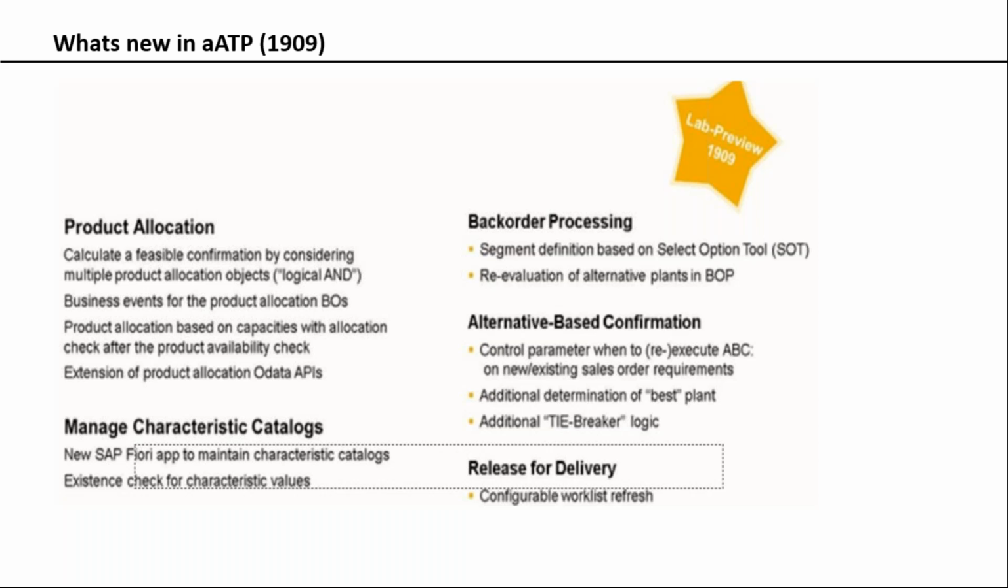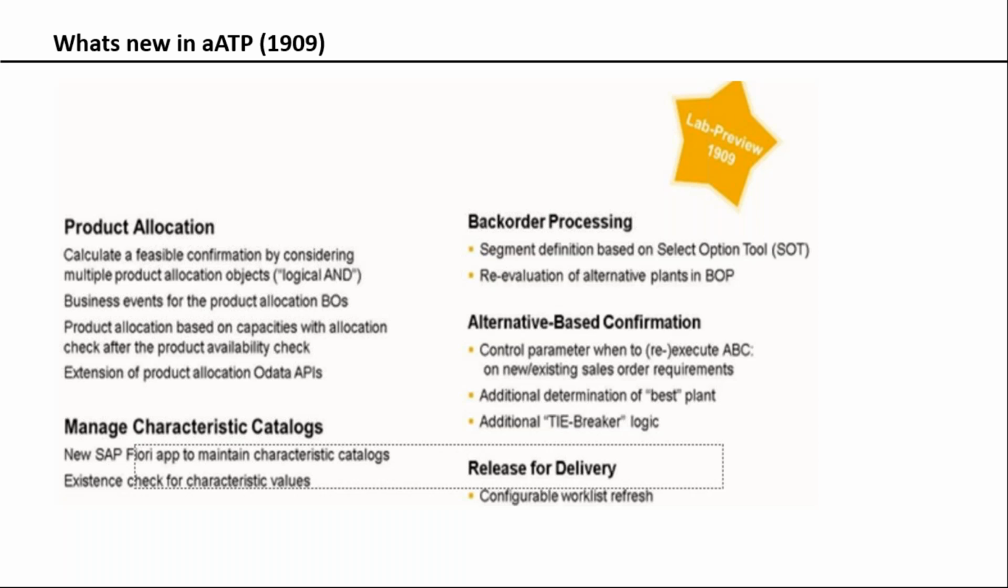Earlier, as of 1809 in alternative-based confirmations, the system would check available inventory for all the plants. It was mandatory. We didn't have any control to carry out that functionality only in certain plants. But now that is possible, so you can select certain plants to carry out alternative-based confirmations. Product allocation also, I think, the multi-level product allocation sequence was improved a lot. So these are the main innovations.